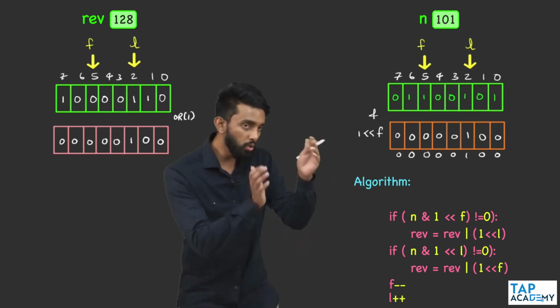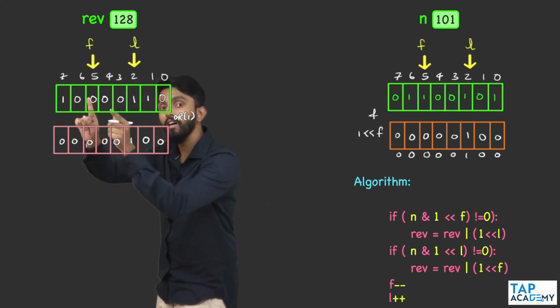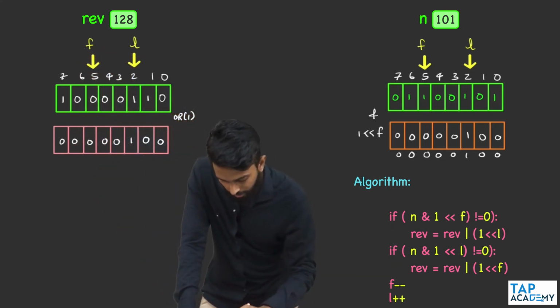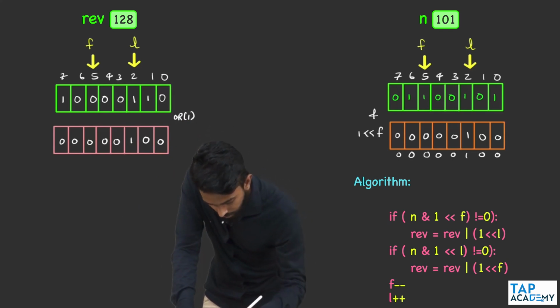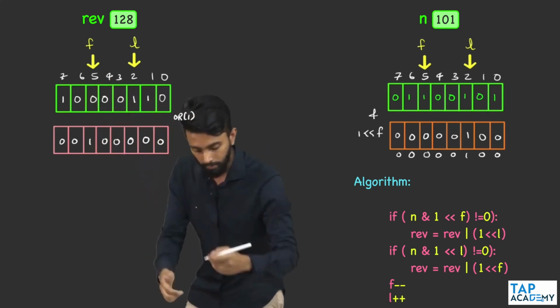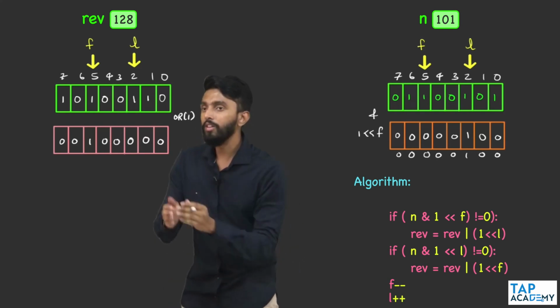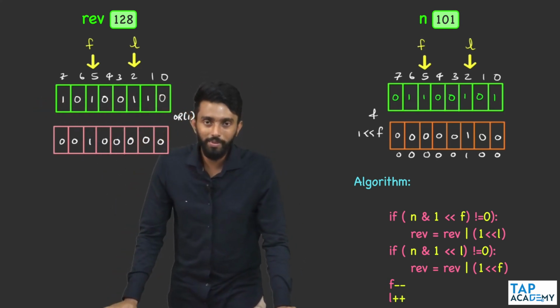Since the condition is true, you now have to set the F bit as 1 in the reverse. How will you do that? I think by now everybody has understood that you just go in the mask, and everything else should be 0 except for the F bit. This will be 1, and since this is 1 and you perform an OR operation and update it, this bit, my dear friends, is going to become 1. Everything remains the same.